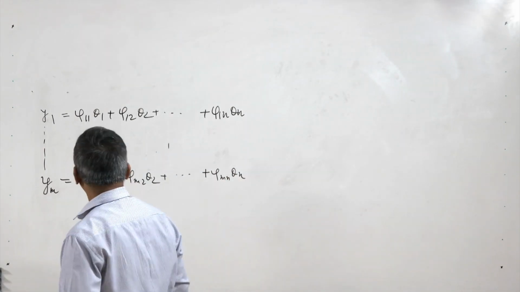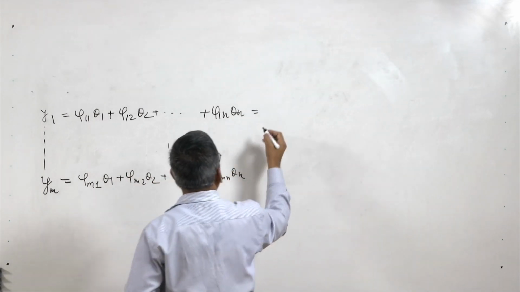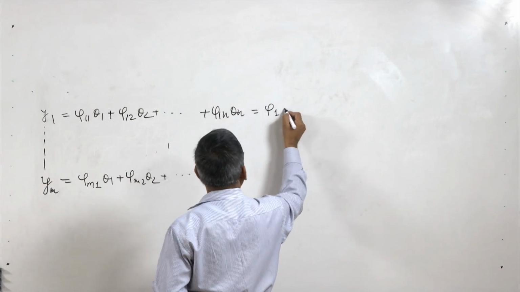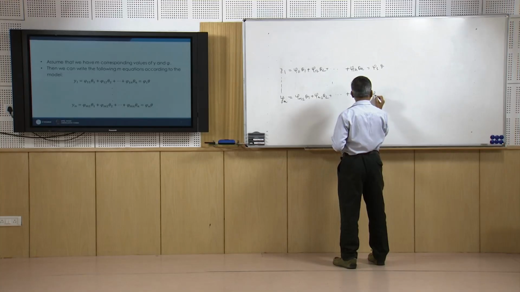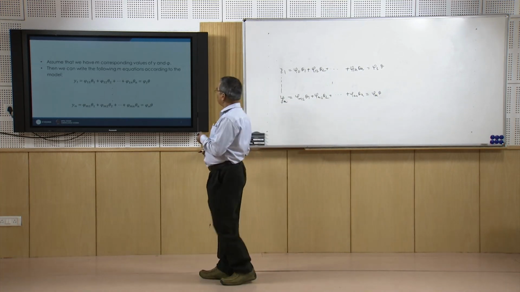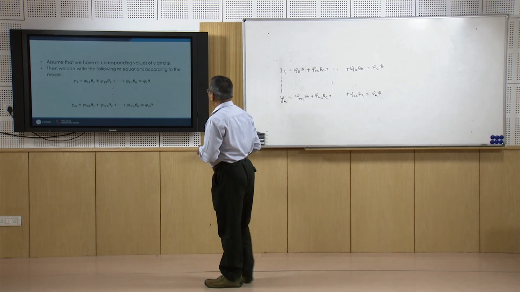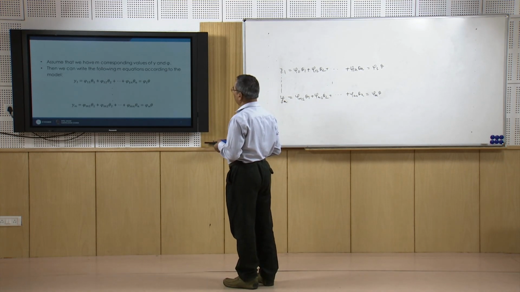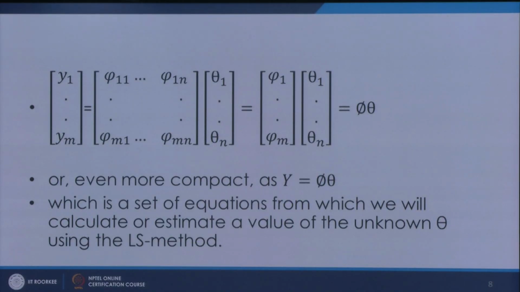Okay. And again say I write these things in short as say phi 1 and theta, and I can write as say phi m and theta. Okay, because we have the m corresponding values of y and phi. So, I can write it like this. Okay. Now, what we do is that after doing this we express it in the matrix form.